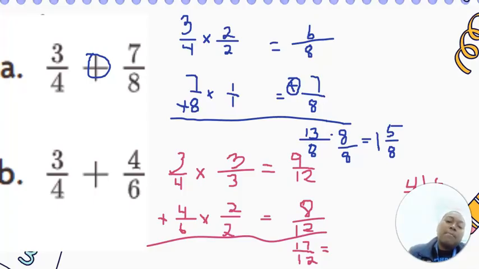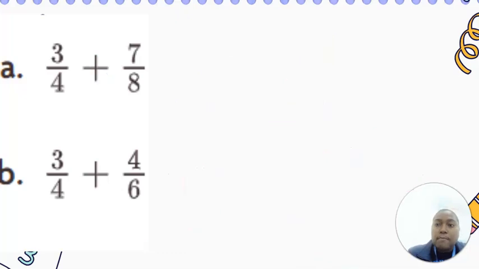Now I asked myself, how many groups of 12 can I make in 17? And that would be 1, with 5 left over, because we know that 7 minus 2 equals 5 over 12. And that would be that problem. Hopefully you all understand with these strategies.